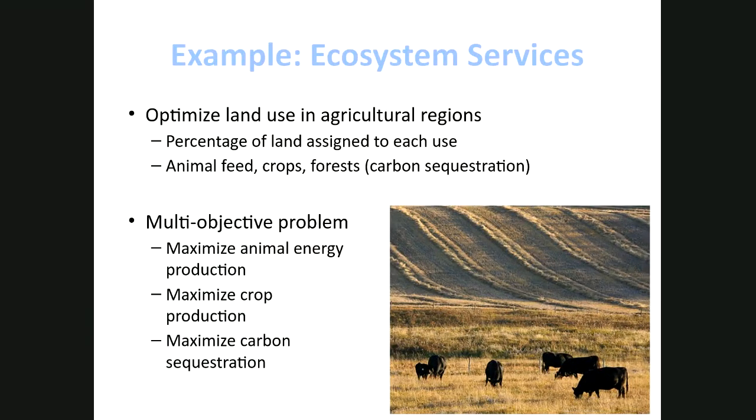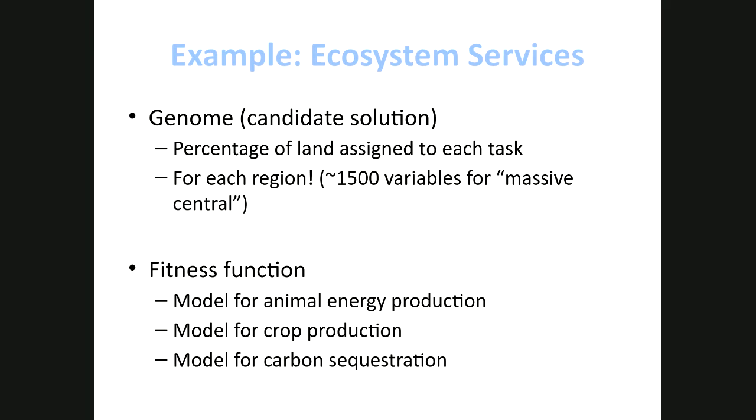And the genome in this case is more complicated because it's quite large. Your genome is representing the percentage of land that is assigned to each use, so animal food production, crop production, and carbon sequestration for each region. And just to give you an example, since we have data at the regional level, for the area that is known as Massif Central in France, there are around 1,500 variables, which is a lot. And these variables altogether represent the use of land for each petite région agricole, which is a unit of agricultural land that is used in France, on which you can act in order to assign different patches of land to different uses.